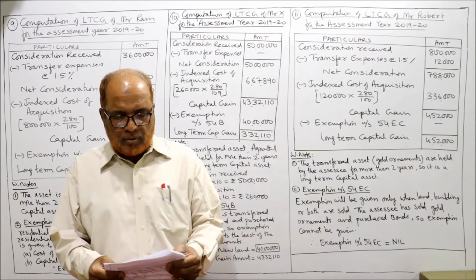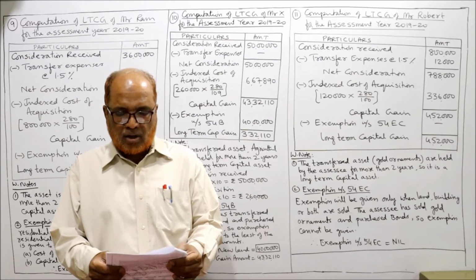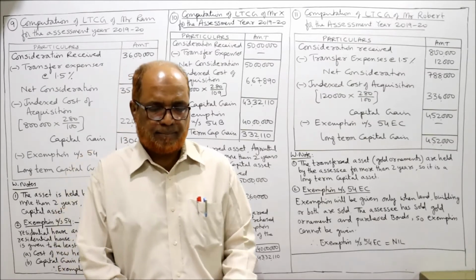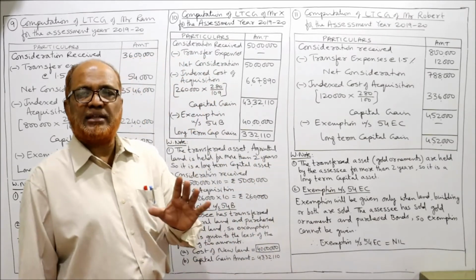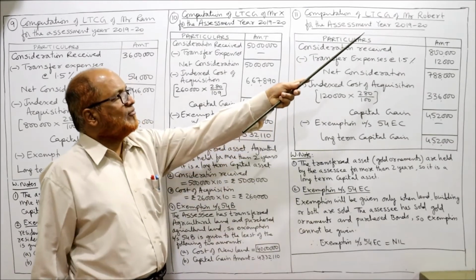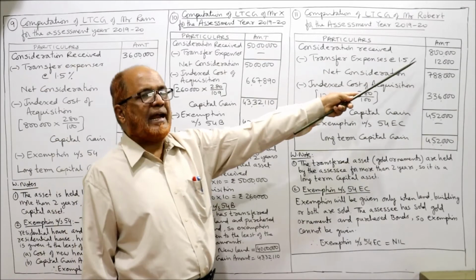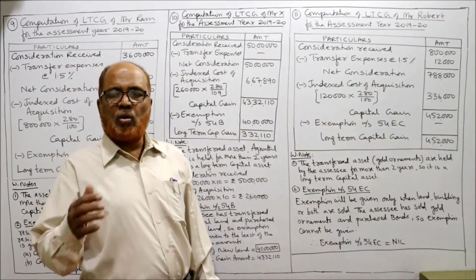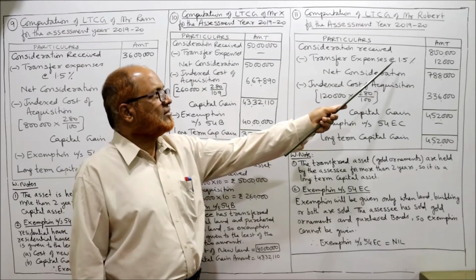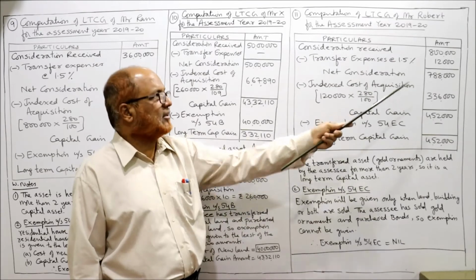And compute the income from capital gain if the selling expense are 1.5% and the cost inflation index in the year of purchase was 100. Very easy problem. The only thing is new provision you have to remember. Computation of LTCG of Mr. Robert for the assessment year 2019-20. Consideration received 8 lakh rupees. The gold ornaments are sold for 8 lakh. Less transfer expenses, 1.5% of 8 lakh, 12,000. Net consideration 7 lakh 88,000.